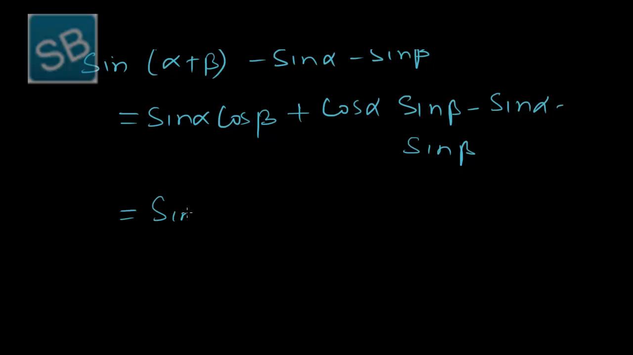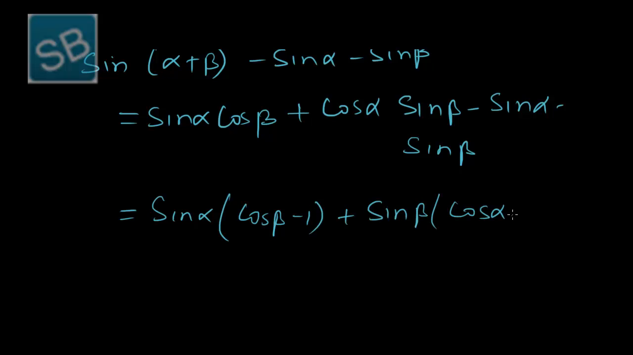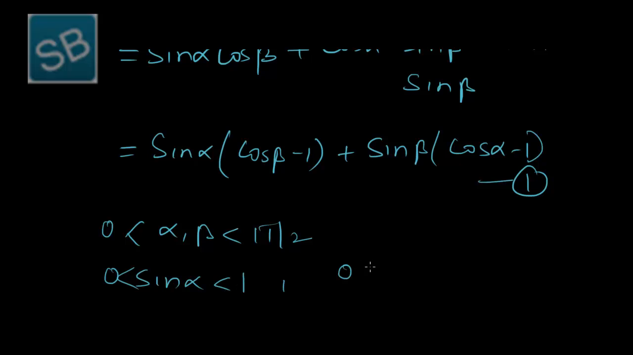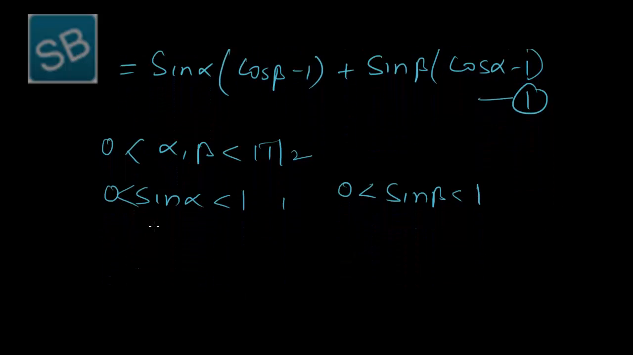So from this we get sin alpha (cos beta minus 1) plus sin beta is common. We get (cos alpha minus 1). Give it the name number 1. So as alpha and beta lie between 0 to pi by 2, sin alpha lies between 0 to 1 and sin beta also lies between 0 to 1, and also the value of cos alpha always lies between 0 to 1 for 0 to pi by 2, and cos beta's value also lies between 0 to 1.